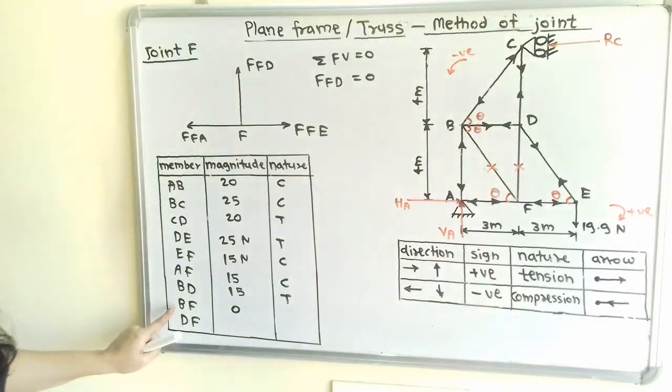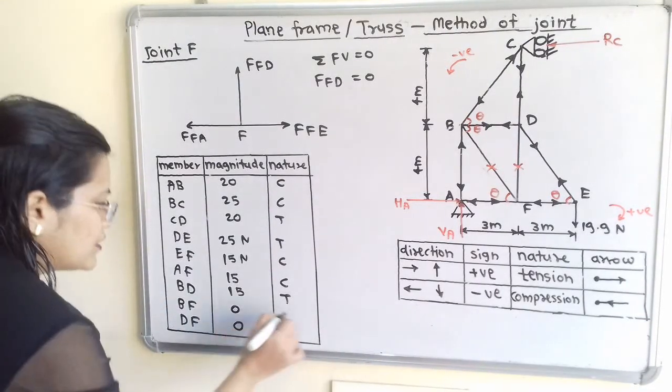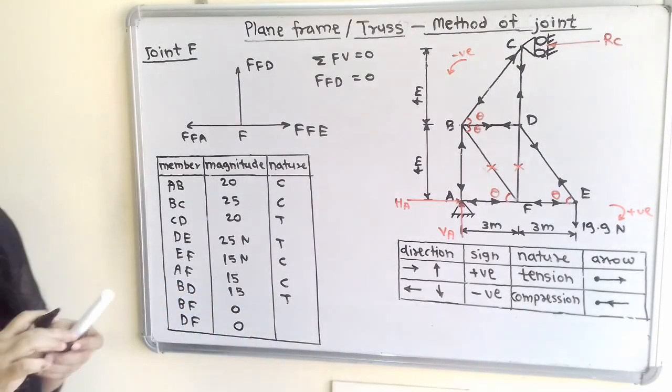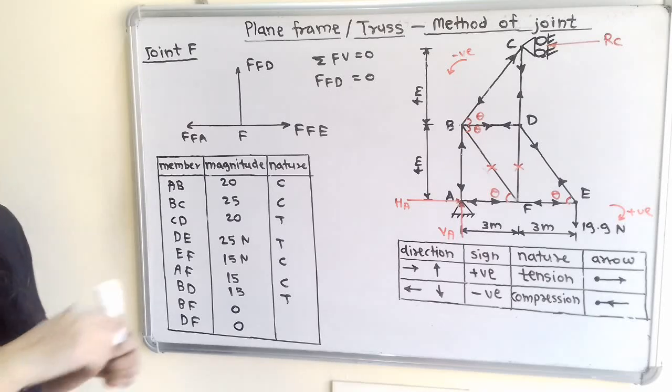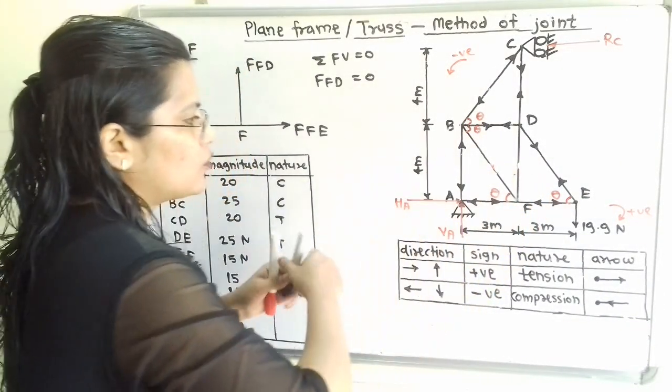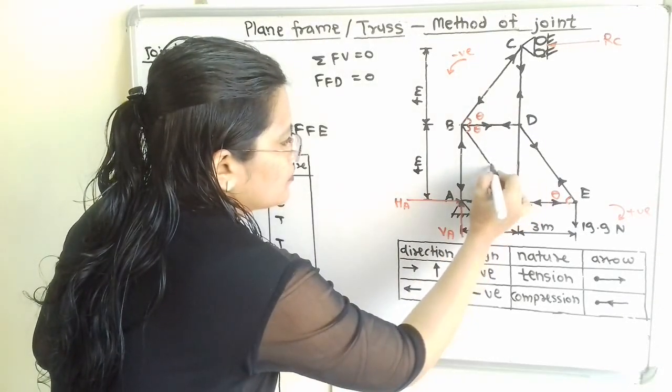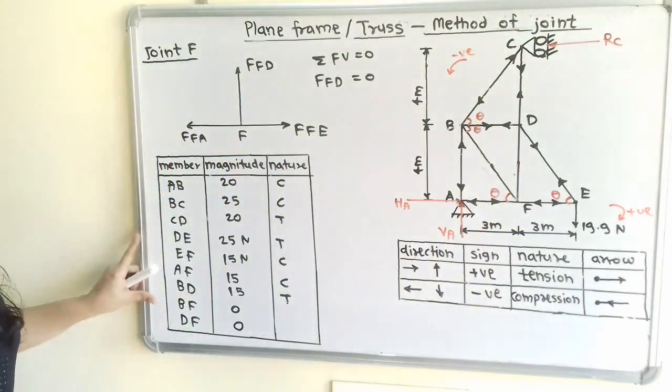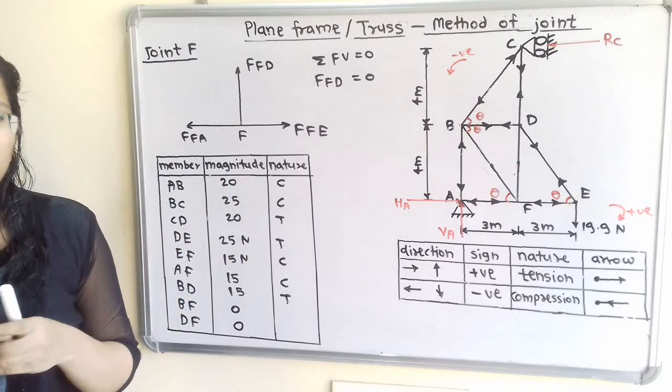Now for BF and DF, magnitude is 0, so there is no nature. We can make a cross mark here, or it is not necessary to make the cross mark, but there is no nature. So this table and this diagram is the final answer.